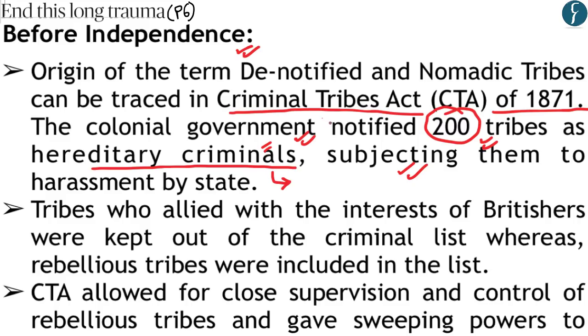And now this Criminal Tribes Act allowed the British government to suppress and harass these 200 tribes, wherein those tribes which were allies of the British government were not under the purview of the Criminal Tribes Act, and those tribes which had rebelled against the British government were included in the Criminal Tribes Act.